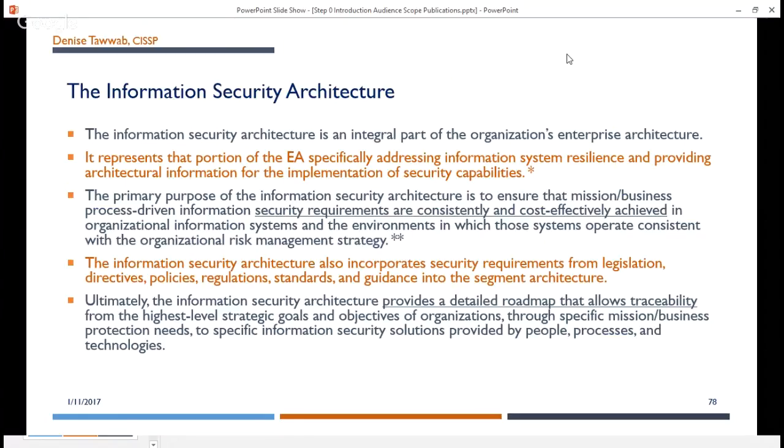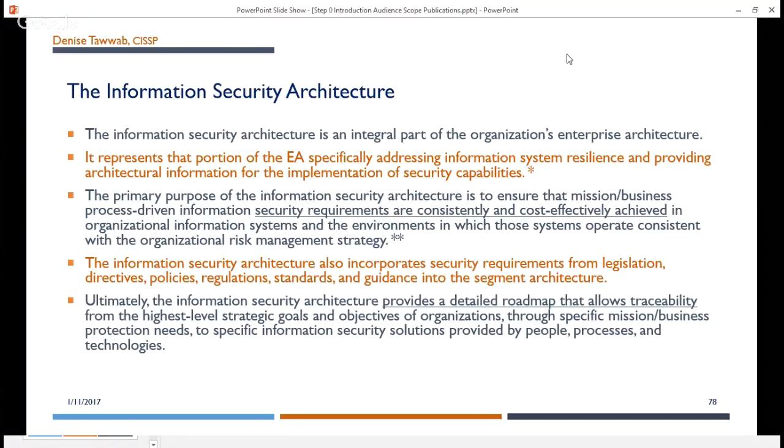the segment architecture. So when you're dealing with credit card information, when you're dealing with personally identifiable information, when you're dealing with healthcare information, patient information, there are some guidelines and some laws and some standards that come into place about how that data has to be handled and kept secure. And so that is addressed in the information security architecture.